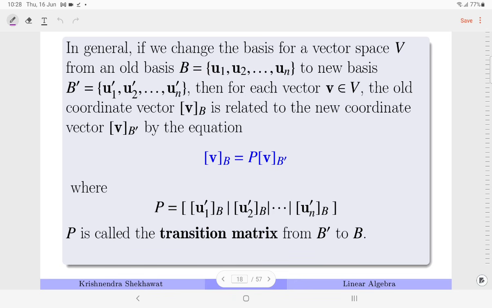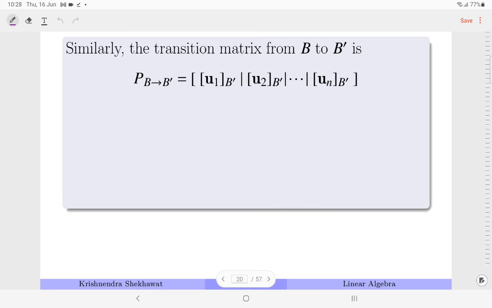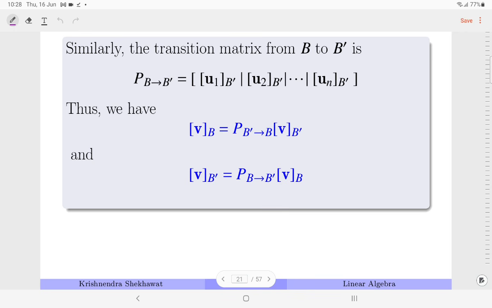And also remember the notation. This notation is P_(B dash to B). And similarly we can talk of V_B dash, you just need to change the other thing. So this is B dash to B, this is B to B dash. Okay, if you can remember these notations, then all the questions are simply based on these formulas. Only two formulas, where one can be derived from the other.